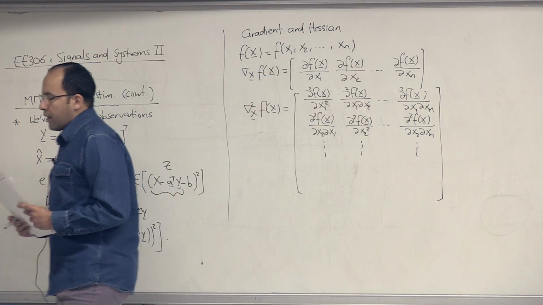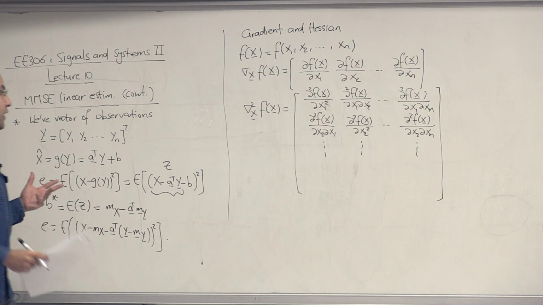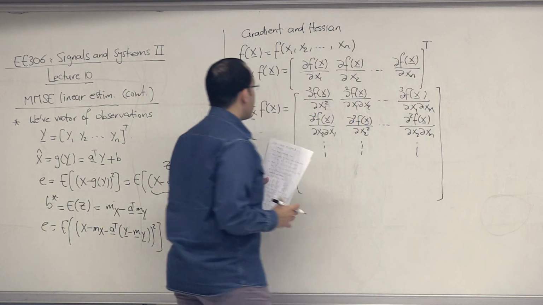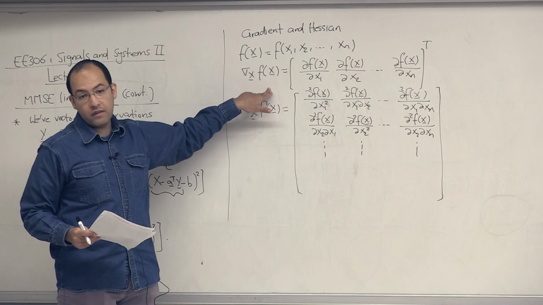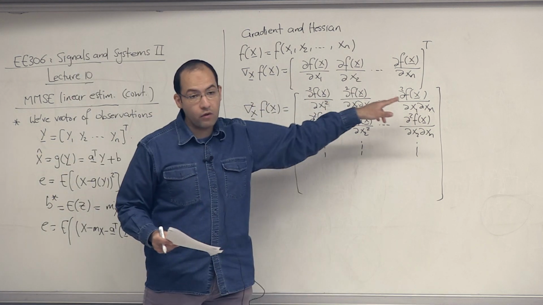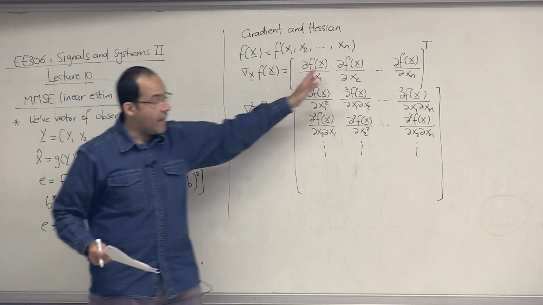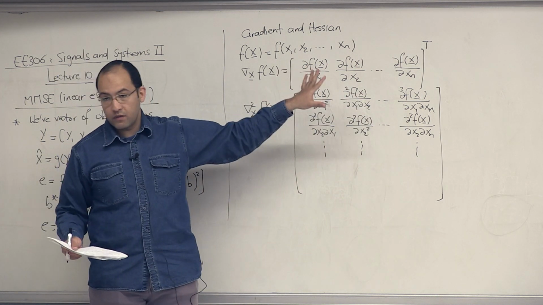So what exactly is going on here? We have two differentiation operators. The first operator, this one should be transposed. The first operator takes a function and gives you a vector of derivatives. The second operator takes a function and gives you a matrix of derivatives.